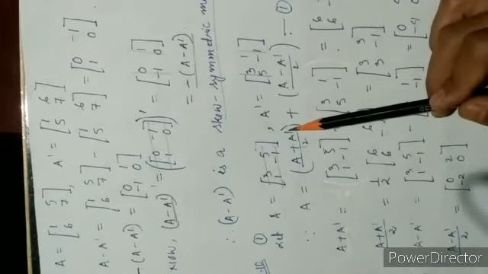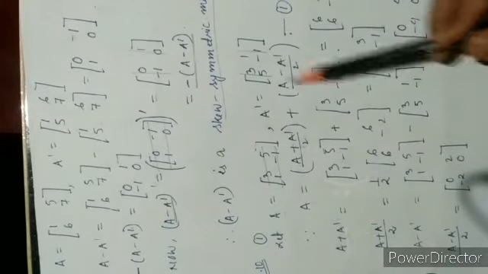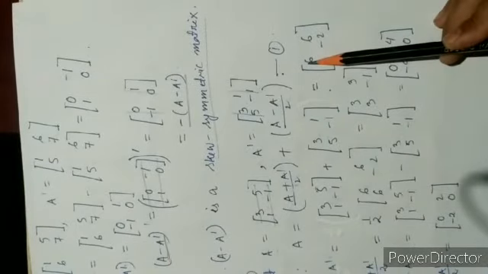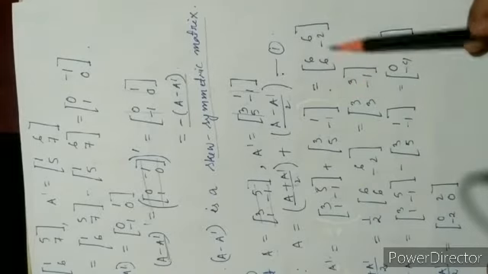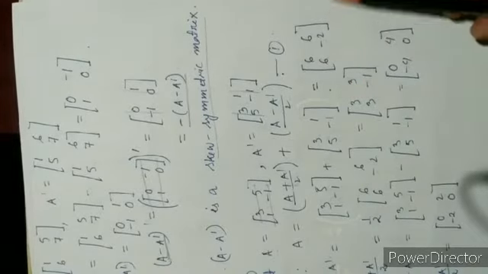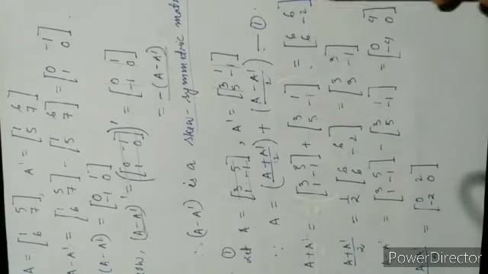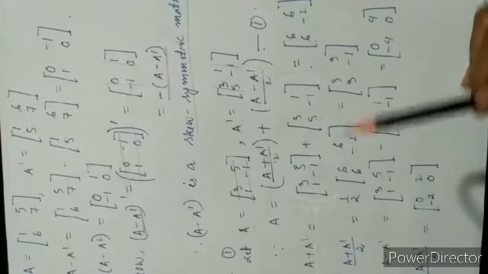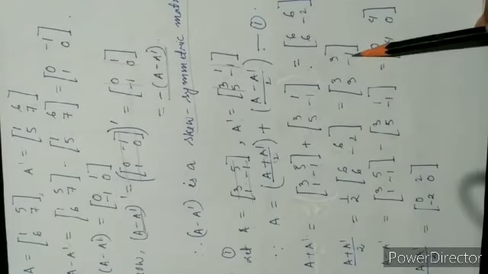For A plus A dash by 2, first find the value of A plus A dash. Write matrix A, write A dash. Find the sum of these two matrices. 3 plus 3 is equal to 6. 5 plus 1 is equal to 6. 1 plus 5 is 6. Minus 1 plus minus 1 is equal to minus 2. Then divide by 2 to get A plus A dash by 2. Divide these elements by 2: 6 divided by 2 is 3, 6 by 2 is 3, 6 by 2 is 3, minus 2 by 2 is equal to minus 1.